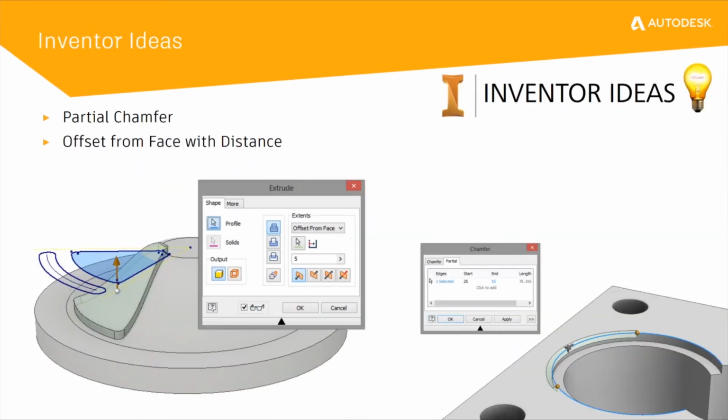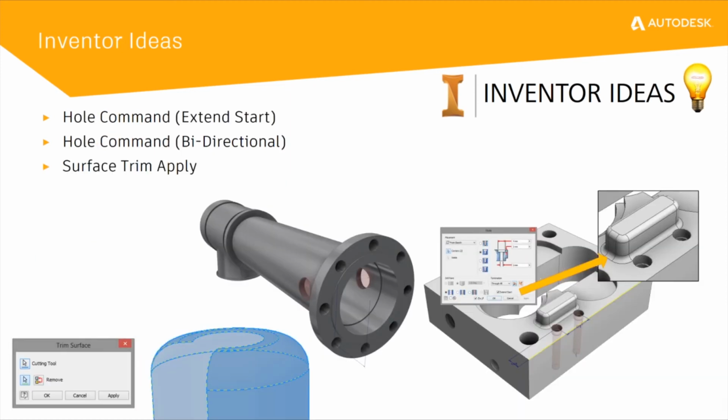There's a ton of other Inventor ideas that users have given us directly through the ideas page that we've implemented into the product. So common tools like extrude and chamfer have been enhanced with partial chamfer and this offset from face extrude option. The hole command, we've added quite a bit of functionality. We've added this bi-directional option for a through all for your holes. We've also done this extend start. So if you're doing any type of hole next to any fillet or any overhanging geometry, you'll notice that sometimes you have to do 2 operations to clean things out, and we've really streamlined that process.